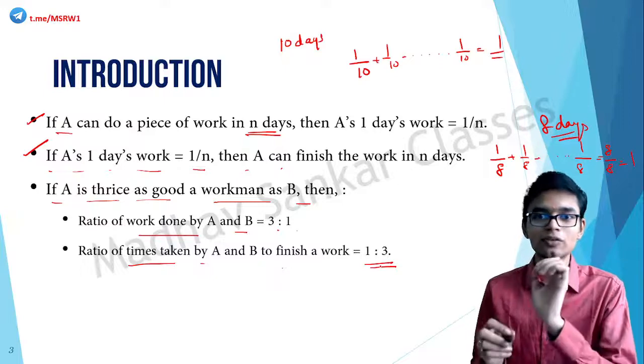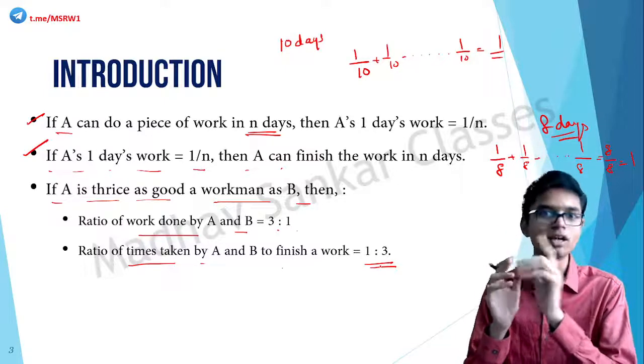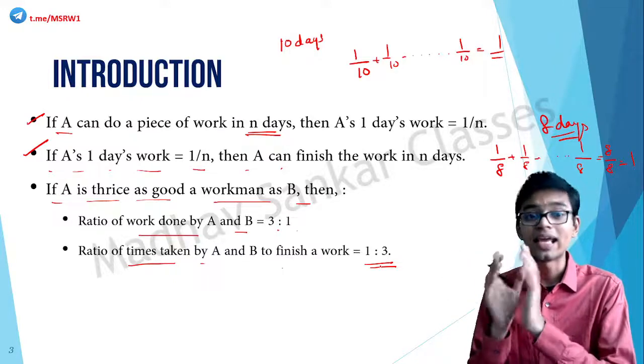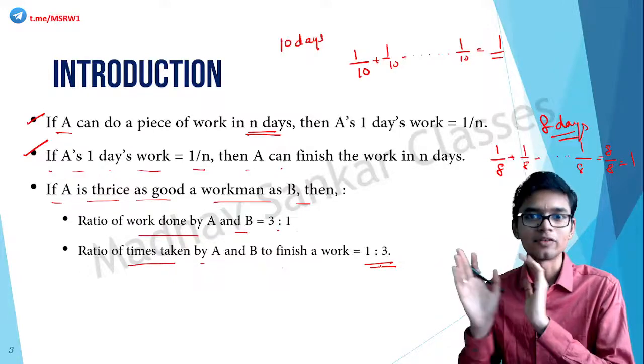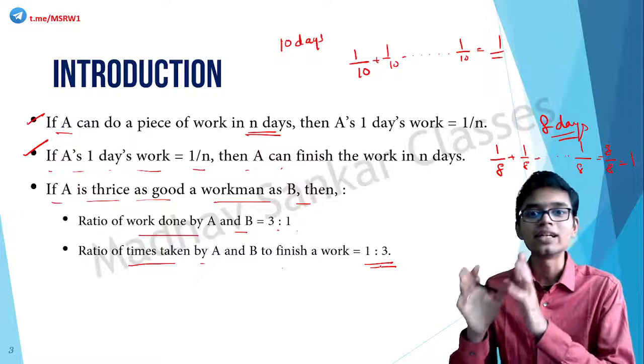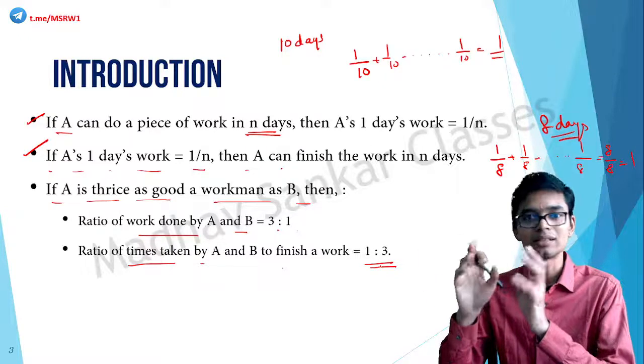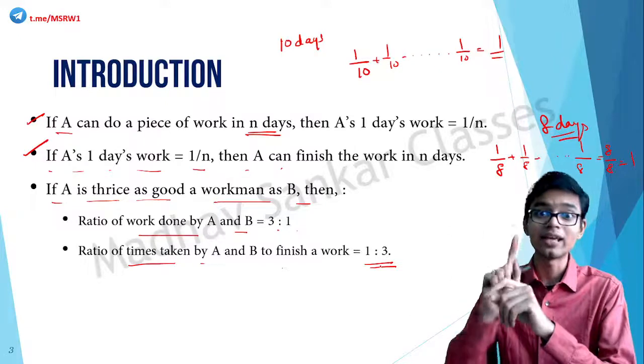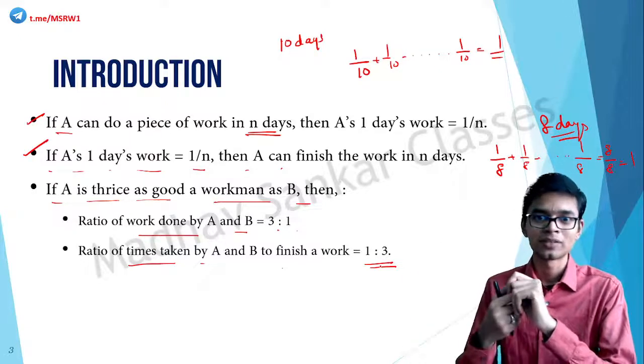A can do, say, if we are talking about 1 hour, B can do 1 unit of work in 1 hour. A can do 3 units of work in 1 hour. So in terms of work, A is to B is 3:1. But in terms of time, it is 1:3. A is 3 times as efficient.